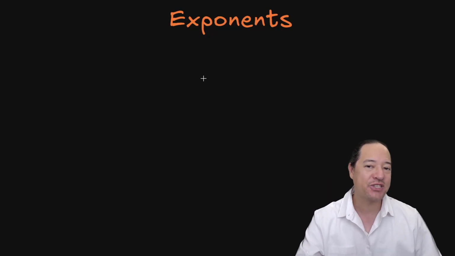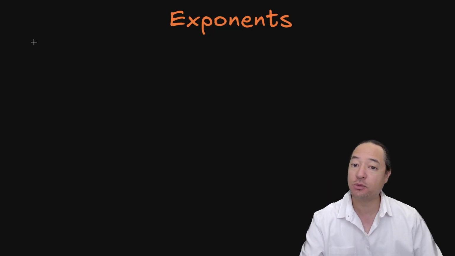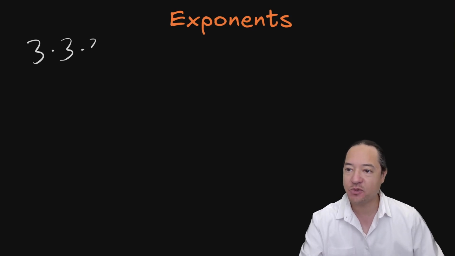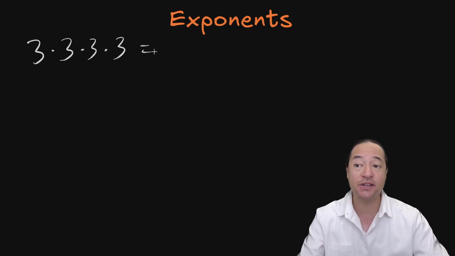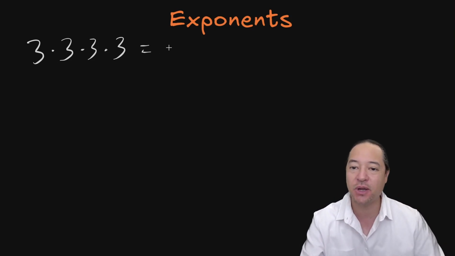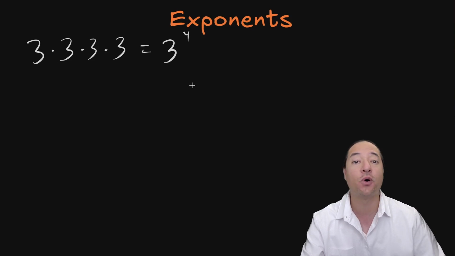Hi, we're looking at exponents today. So what if I wanted to multiply 3 times 3 times 3 times 3? Okay, is there a better way to write this down? Yes, there is. We can use exponents. Okay, we would write this down as 3 to the 4th power.